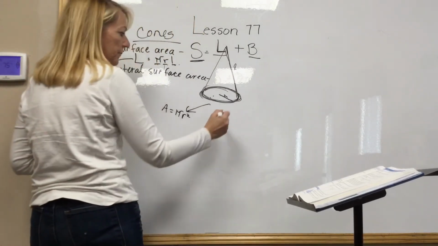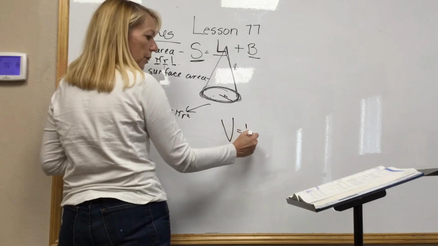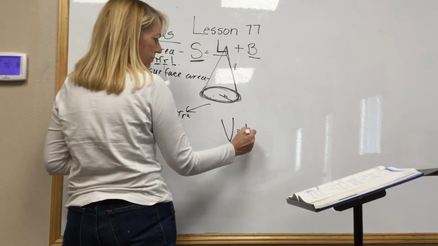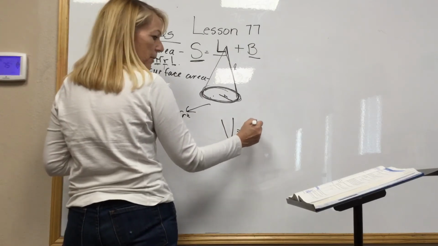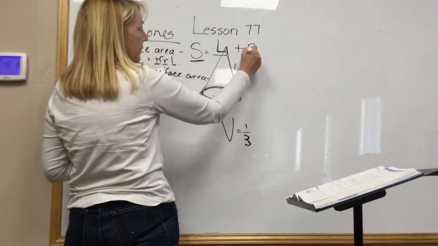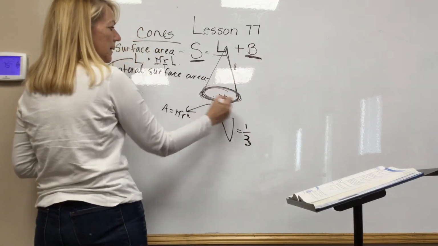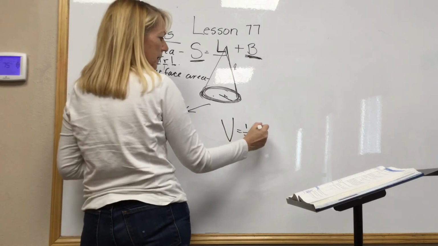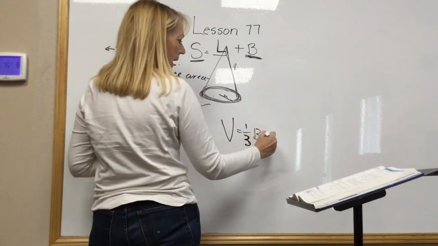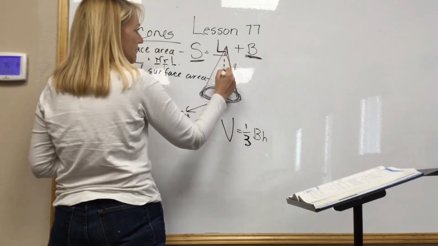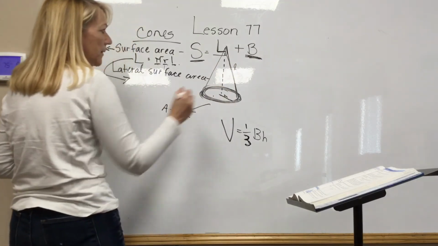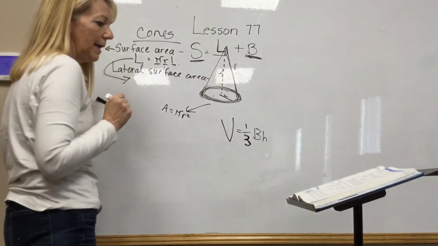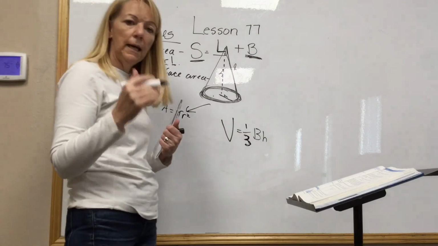Then volume is one third of the big B. Remember what big B is? Area of the base times height. Little h is height. That's the distance from there to there. So all you do is plug in the numbers.